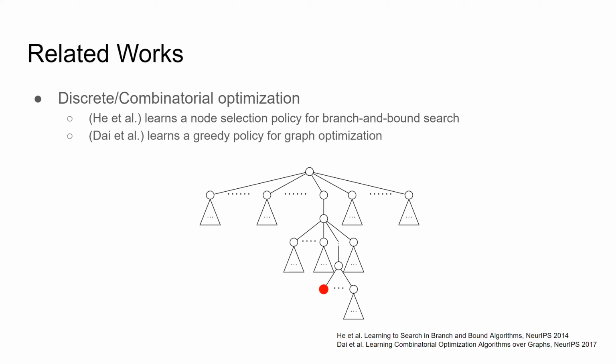The other work focuses on learning for general graph combinatorial optimization problems, for example, maximum cut and minimum vertex cover. They learn a greedy policy characterized with a deep Q learning model to do this graph optimization procedure.